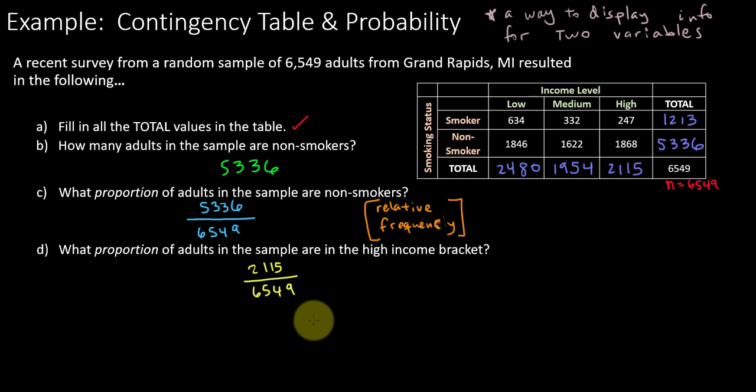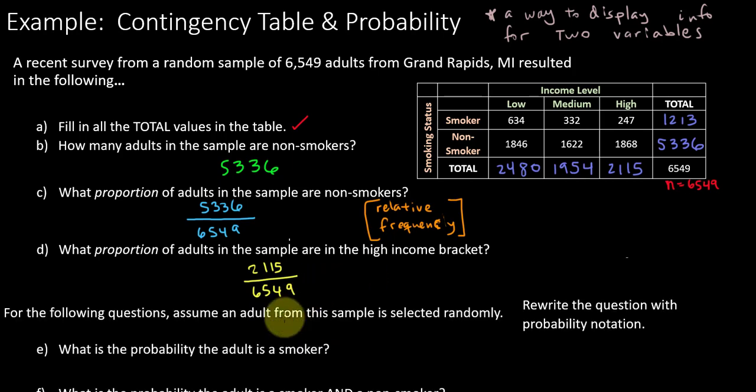But I'm going to rephrase these questions in a way so that we are discussing probability. Okay, I've got several more questions geared up for you. And we're going to assume that an adult from the sample is selected at random. And we're going to answer the question, but also rewrite it using our probability notation. Let's start with part E here. What is the probability that the randomly selected adult is a smoker?